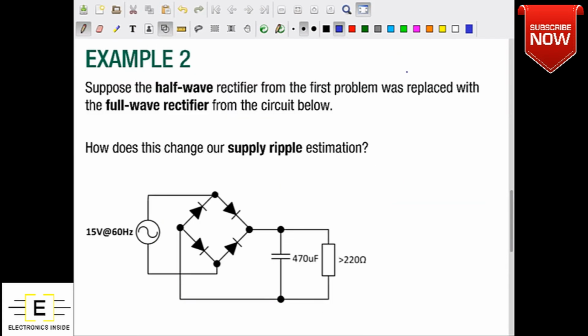Alright, so in our second worked example, we've actually taken the circuit from the first problem and replaced its half-wave rectifier with the full-wave rectifier, which happens to be our bridge rectifier, because it's drawn in that nice little bridge configuration. And what we want to know is, how does replacing this rectifier change our supply ripple estimation? So what we'll actually do is repeat the whole estimation section of that previous problem with a few changes to compensate for our new circuit.